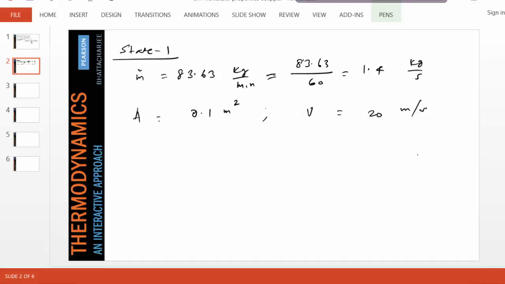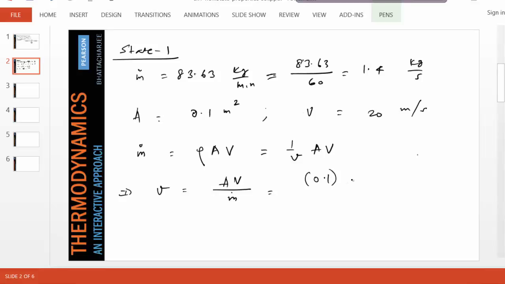So let's solve the first part. The question is find the specific volume. We know that m dot, the mass flow rate, is given as density times area times velocity, and density is 1 over specific volume. So therefore, to find specific volume, all the information we need are given. Area is 0.1 meter square, velocity is 20, and the mass flow rate is 1.4, and that produces 1.43 meter cube per kg.